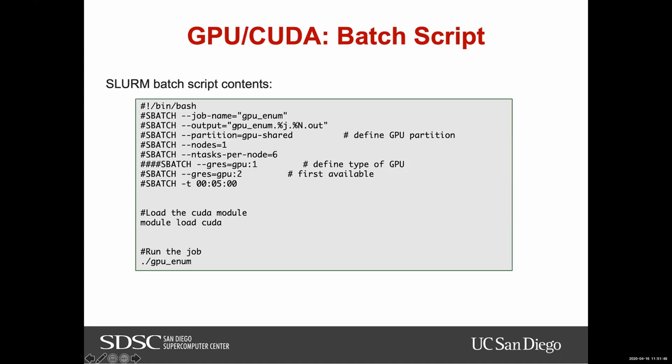And then you give it an output name, which will give you this %j is the job ID, this %N is the node name. And so you'll get a name that's a combination of the application, the job ID, and the node name. What partition, I want one node. I'm going to run 6 tasks. And I've commented out this sbatch command, and I'm going to ask for 2 nodes here.